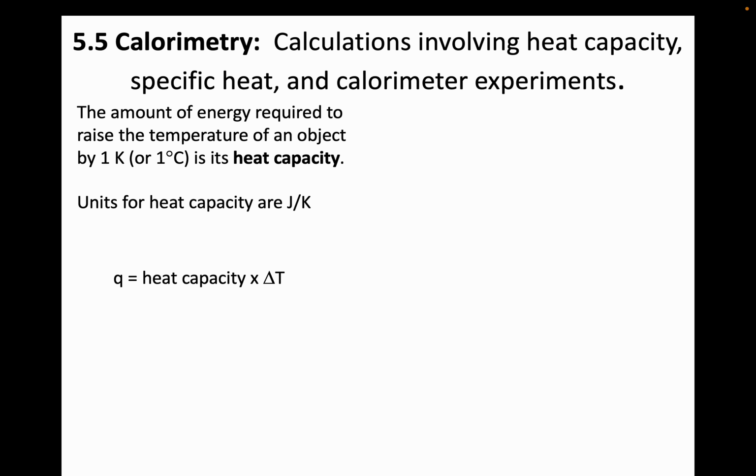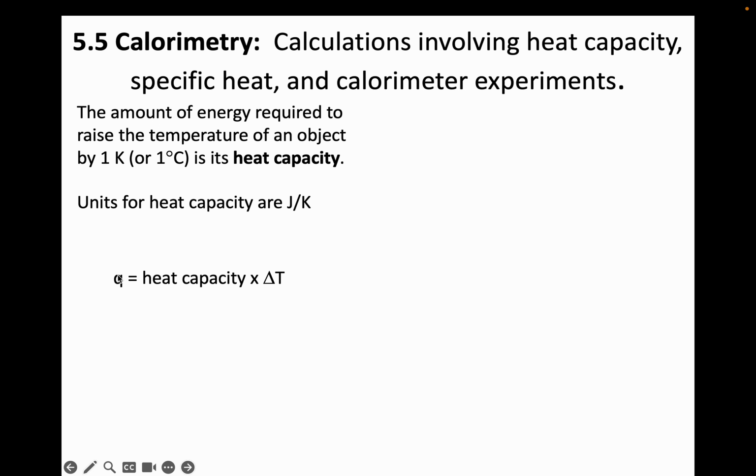Section 5.5, this involves calculations that include heat capacity, specific heat, and then specific types of experiments. So this first one, what is the heat capacity? It's the amount of energy required to change the temperature by 1 degree. 1 degree Kelvin, 1 degree Celsius, doesn't matter because the size of the degree is the same in either of those scales. The units for heat capacity, joules per Kelvin.